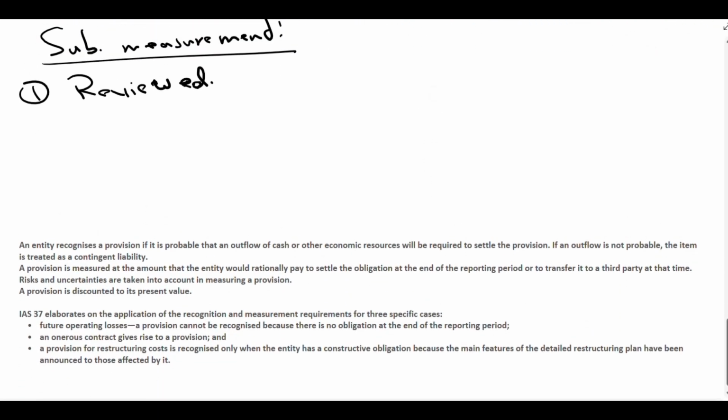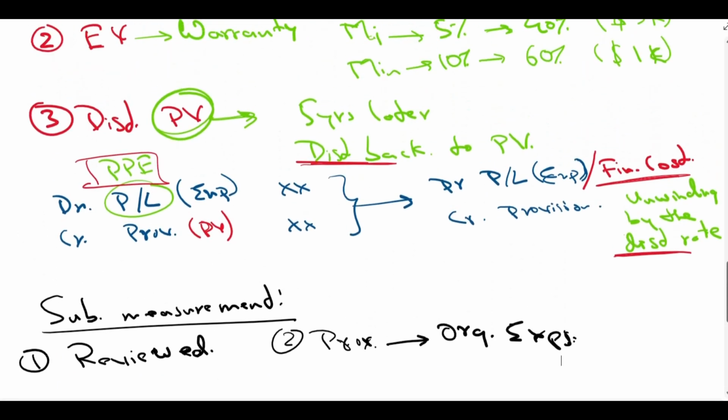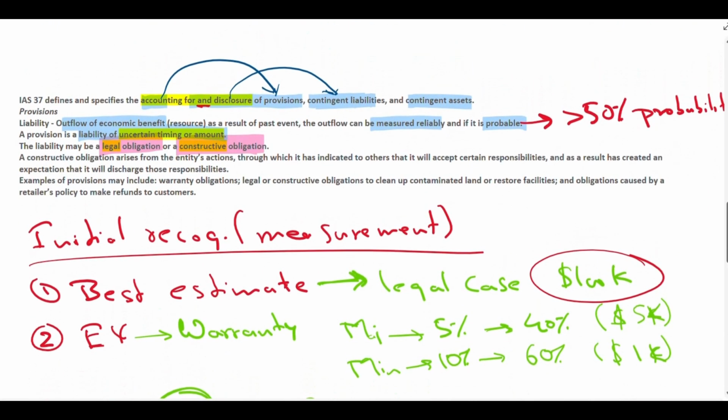So this is how we see, subsequently we review it, and secondly the provision will be utilized towards the original expense. Okay, now this was the condition when these three conditions are satisfied, which we discussed initially: the outflow of economic resources due to a past event, the outflow is reliable and it is probable.